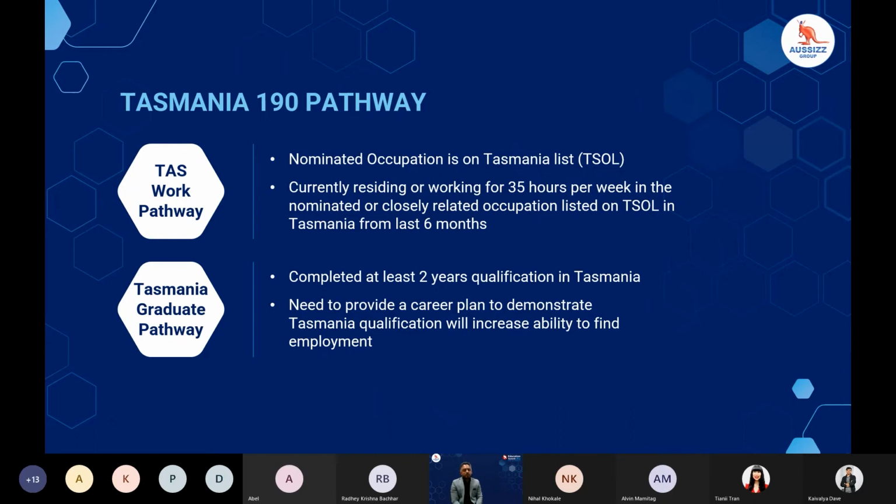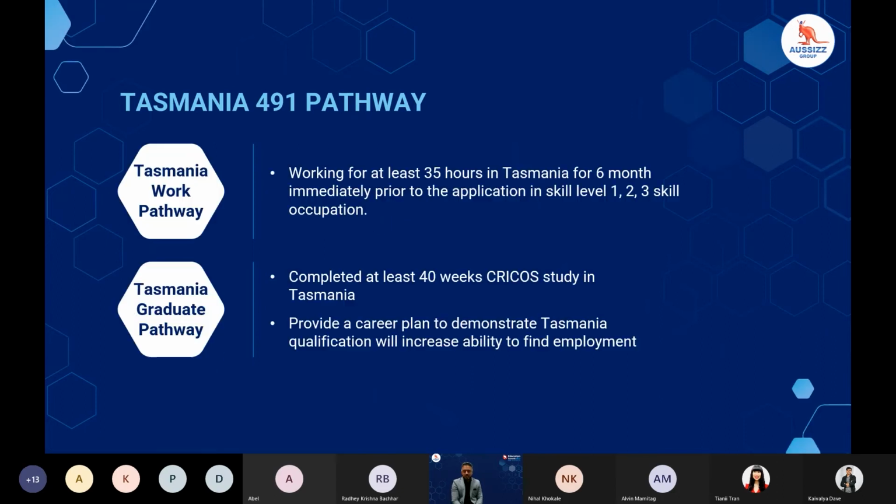Another pathway is for the Tasmanian graduate who has completed 2 years of qualification in Tasmania, and you need to provide a career plan to demonstrate that the Tasmanian qualification will increase your ability to find employment in your occupation in Tasmania. And you can apply for the Tasmanian graduate pathway for 190. And again, if they approve your nomination, then you get an invitation in SkillSelect, and you can apply for the 190 visa. And once that's granted, that's your permanent residency.